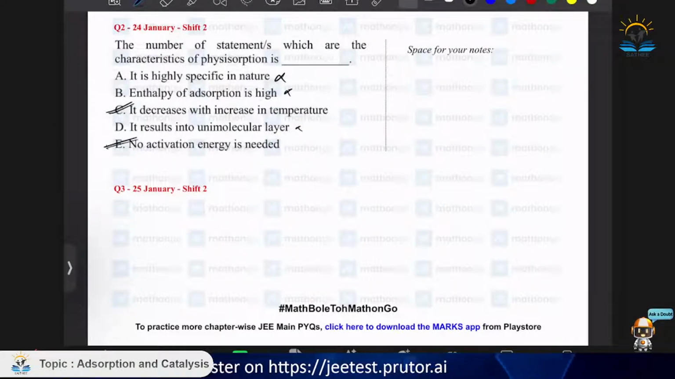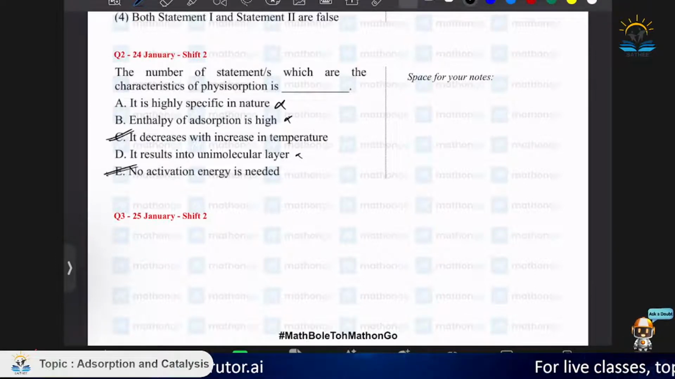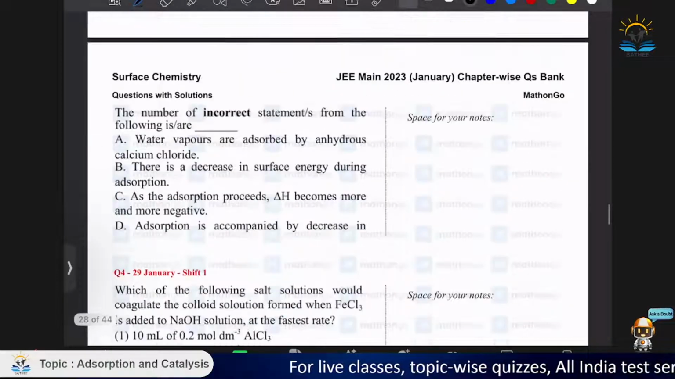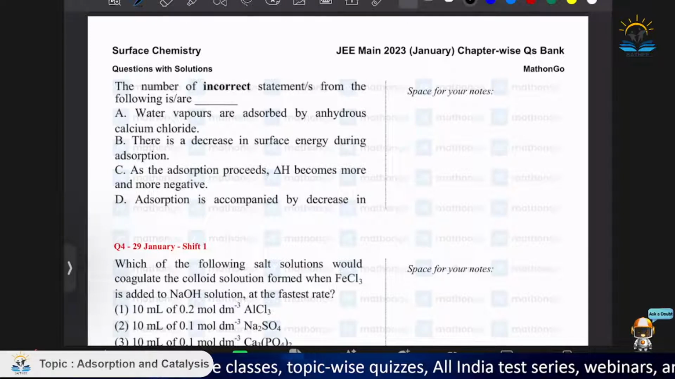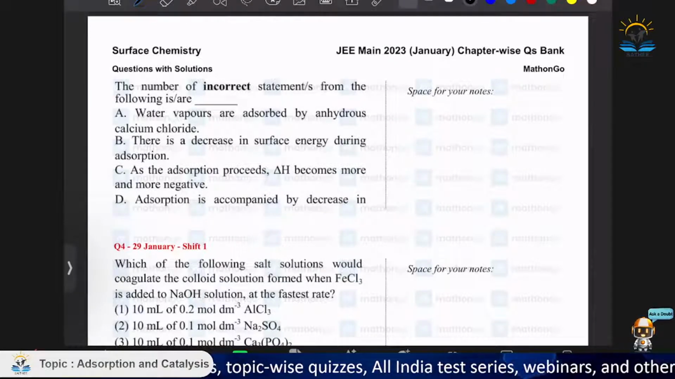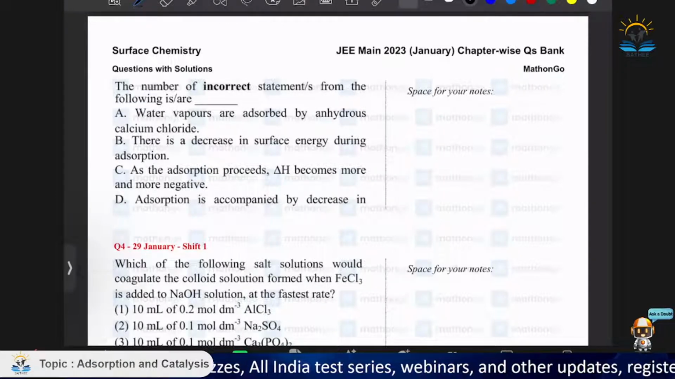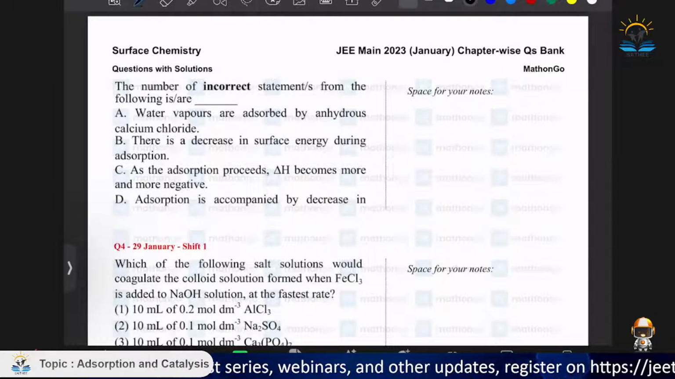Let's move on to the next question. Number of incorrect statements. Water and vapors are absorbed by anhydrous calcium chloride. So this is the correct statement. Yeah, calcium chloride adsorbs. There is a decrease in surface energy during adsorption.